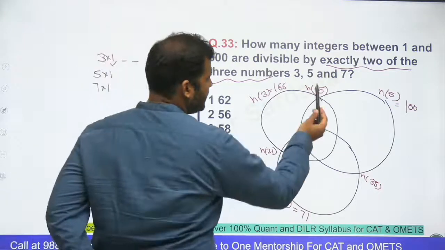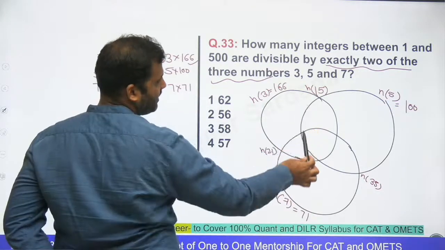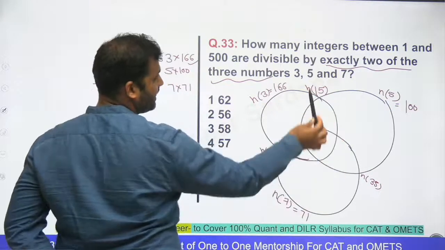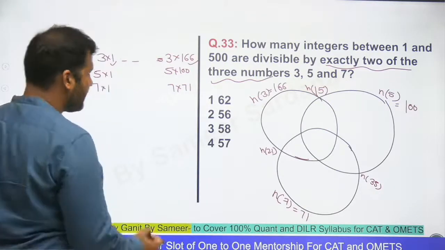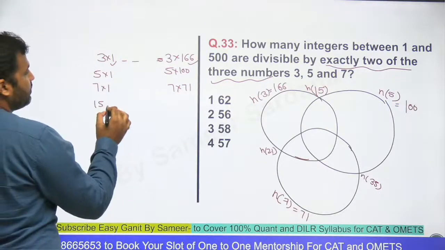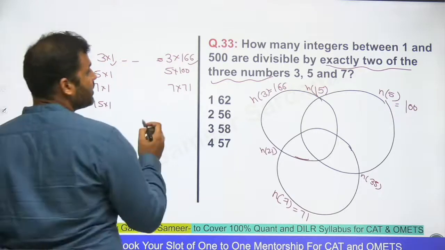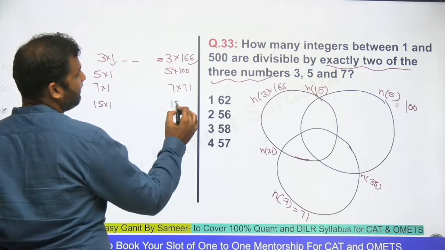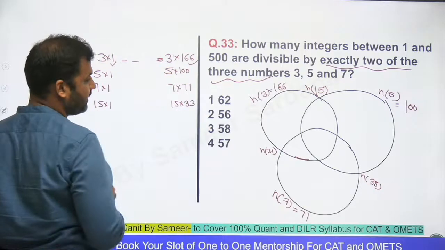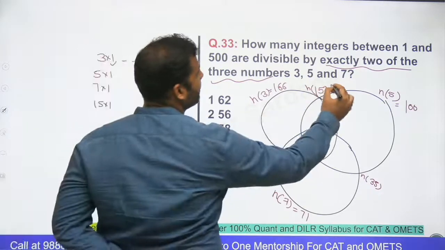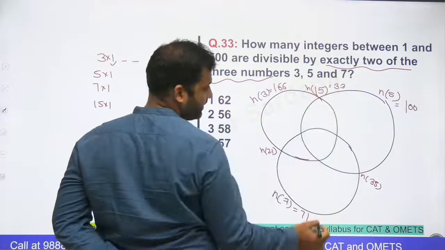अब गाइस, 15 से डिविजिबल देखना है. I want to find out the numbers. ये पूरा वैल्यू देखना है मेरे को कि कितने से डिविजिबल है. 15 के मल्टीपल्स गाइस, 15 into 1, आखिरी कौन सा होगा? 495. 15 into 33. तो 15 से डिवाइड होने वाले टोटल 33 नंबर्स.